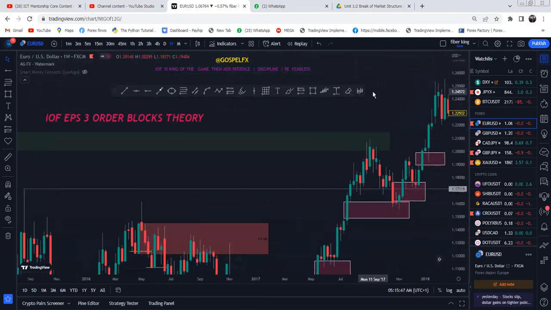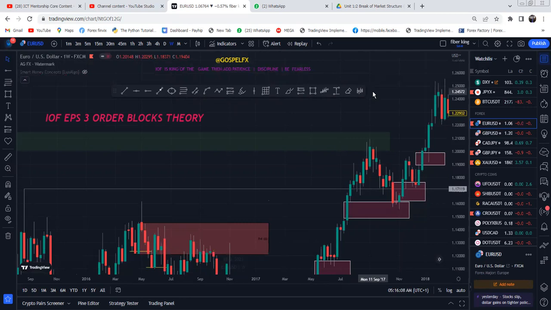Now, how do you determine your order blocks? You determine your order blocks from higher time frames. Okay, from higher time frames, you look at the monthly chart, you look at the weekly chart and the daily. All right, those are the higher time frames that I personally mark out my order blocks from.